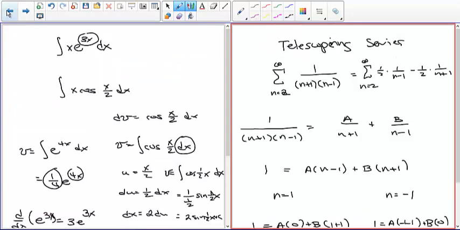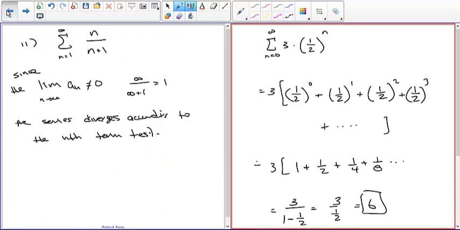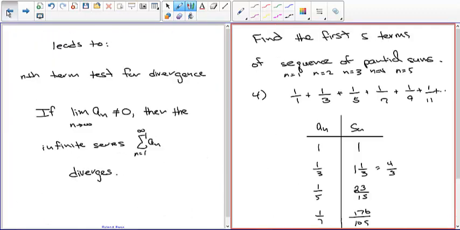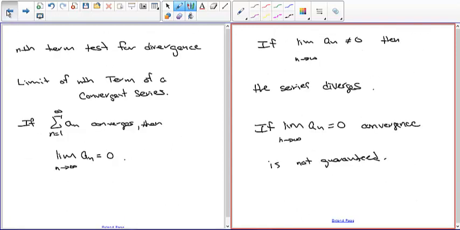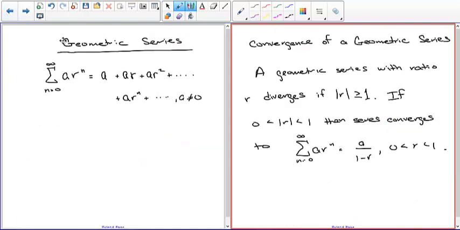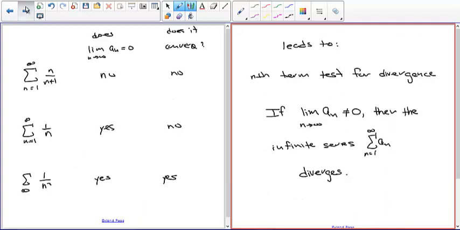Gotta find my formula. I don't remember these things. Where is it? Where's my rule? I've lost it. Oh, there it is. A over 1 minus r. Okay. So that's the rule.